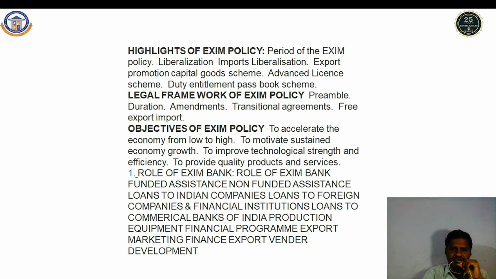Objectives of Exim policies: to accelerate the economy from low to high, to motivate sustained economic growth, to improve technological strength and efficiency, to provide quality products and services. These are the main objectives of Exim policies, for improving the economic growth of that particular country through Exim policies.